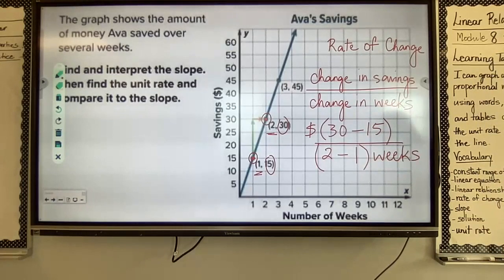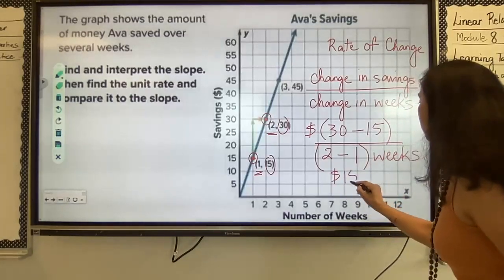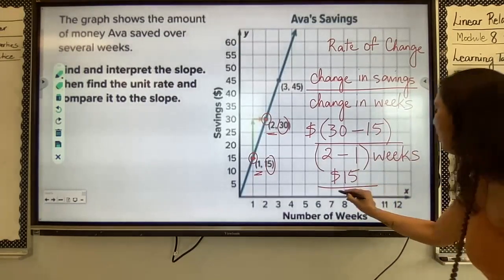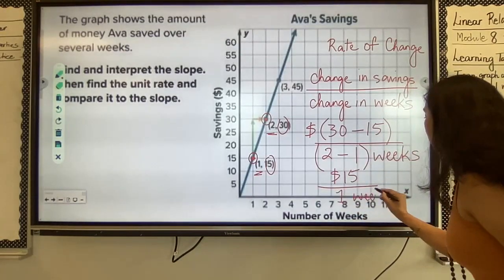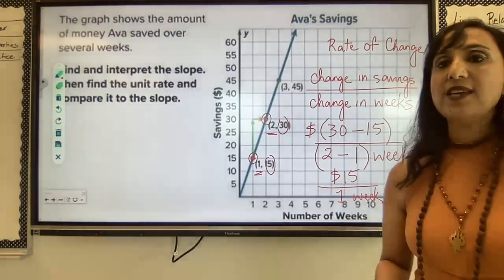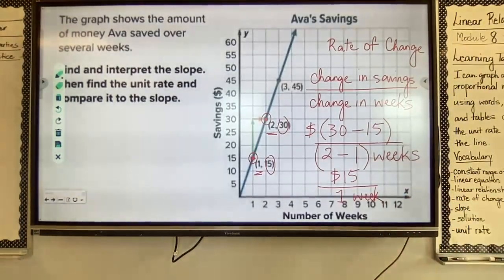Right? So therefore, what is the change? The rate of change is going to be $15 because 30 minus 15 over 2 minus 1, that gives me $15 in 1 week. And this is my rate of change, or the constant rate of change is $15 per week. And so the slope of the line is 15 over 1 or 15. This means that Ava saved $15 every week. All right.